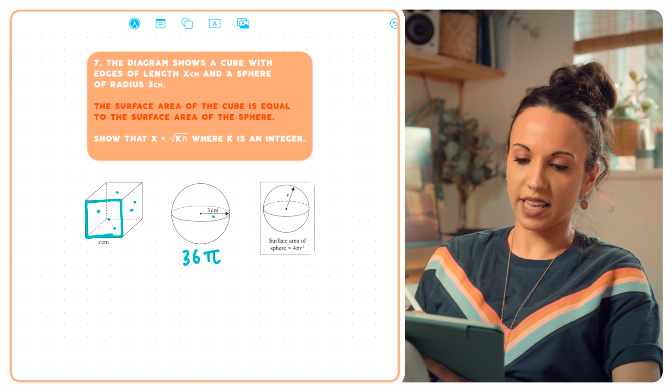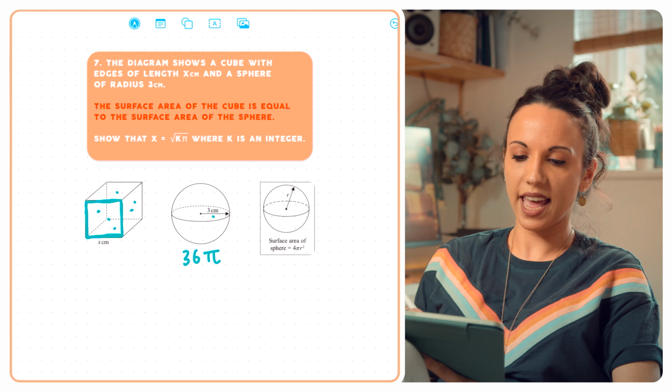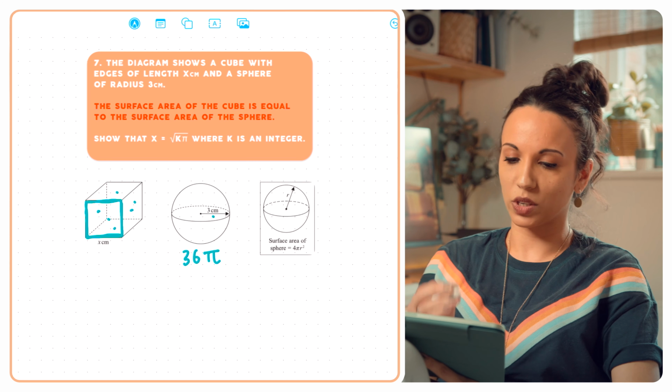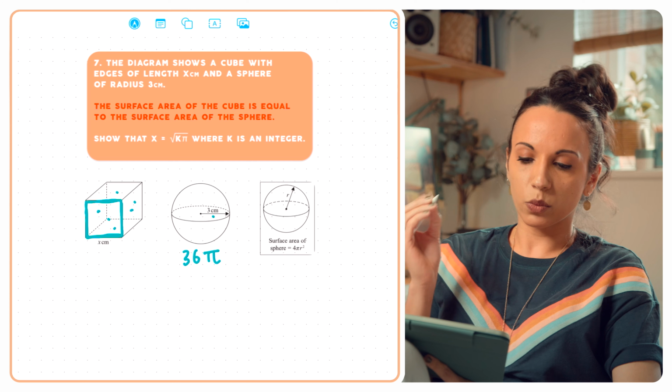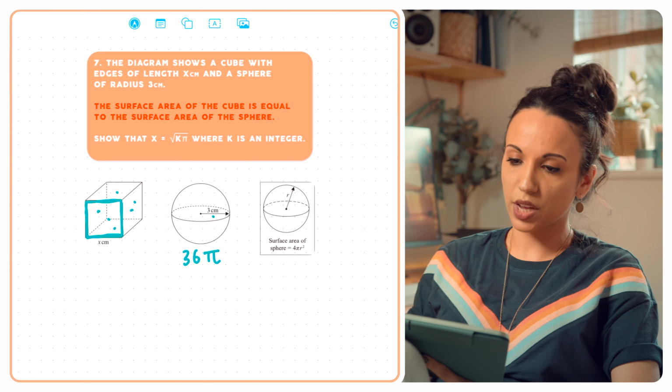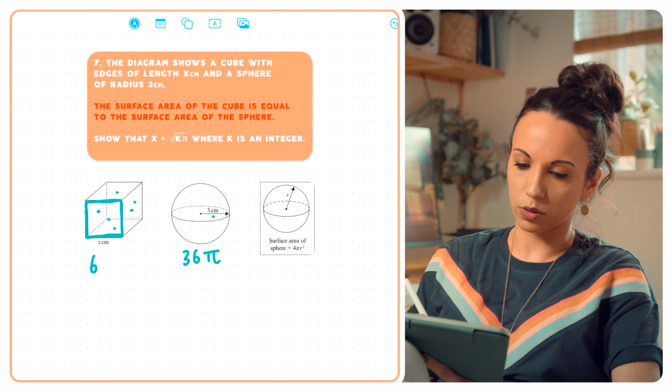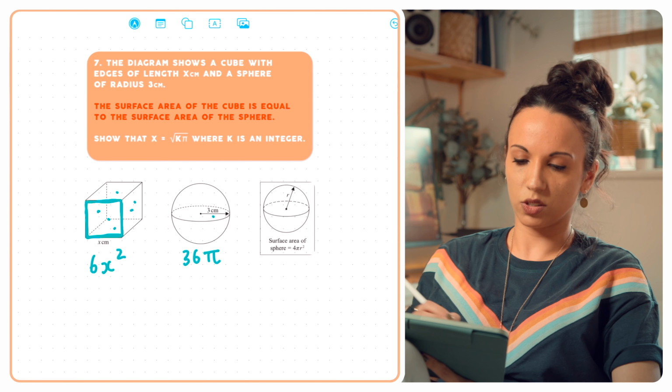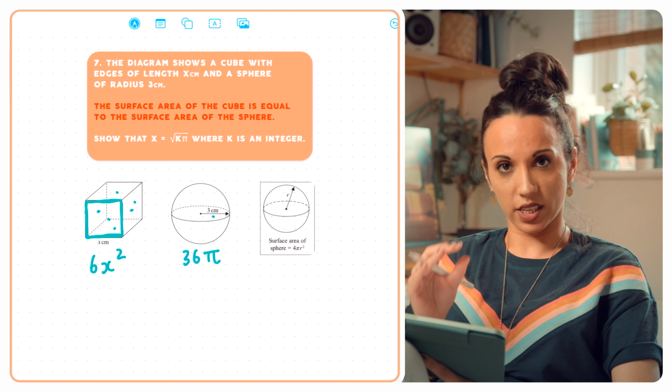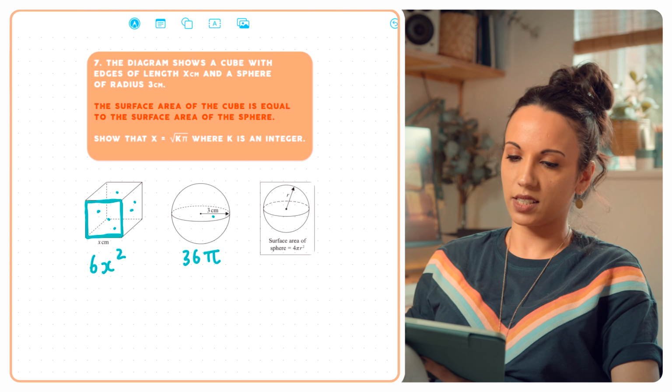Well, it's just the area of a square with side x. So it's going to be x times x, which is x squared. But we said that we have 6 of them, so the total surface area of the cube is going to be equal to 6x squared. So that's one face, which is x squared, and 6 of those, 6x squared.